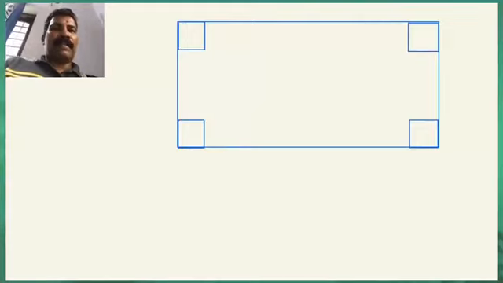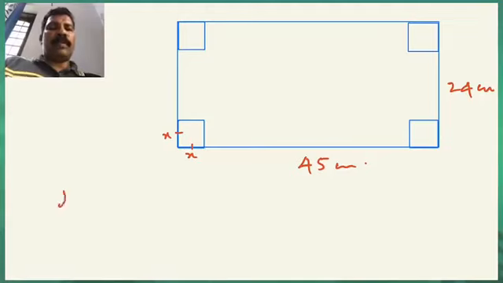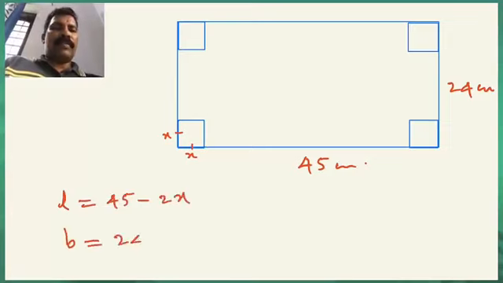So here is the rectangular sheet having dimensions 45 cm length and 24 cm width or breadth. Let x be the side of the square to be cut off from all the corners. Then what should be the length of the box? Length of the box will be 45 minus 2x. And what should be the breadth of the box? That will be 24 minus 2x, and of course the height will be x units.